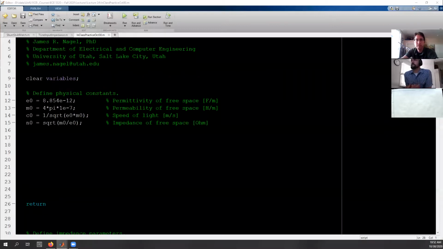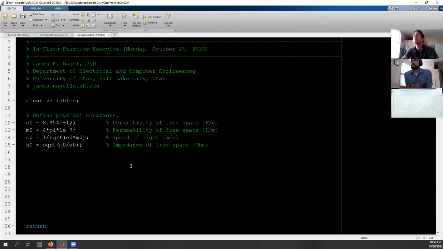So first things first, let's just start. I put together the script here. Oop, this should say Friday, October 30th. There we go. And we'll just go through this thing step by step. And I really want to focus on that perspective of the Smith chart.